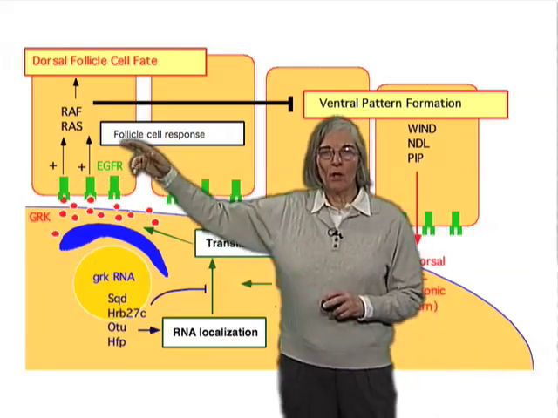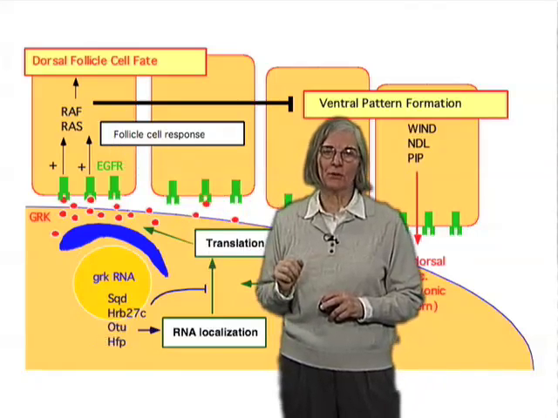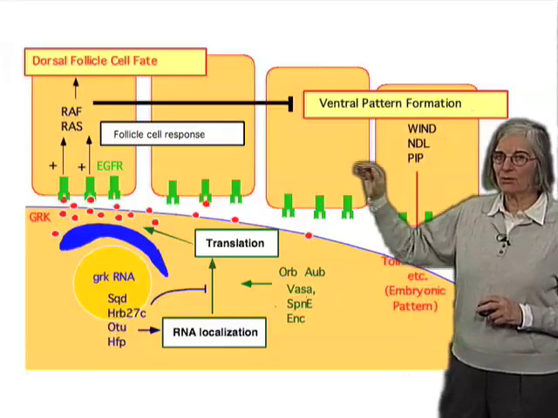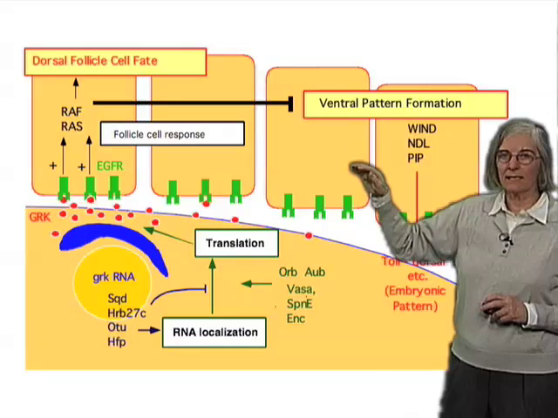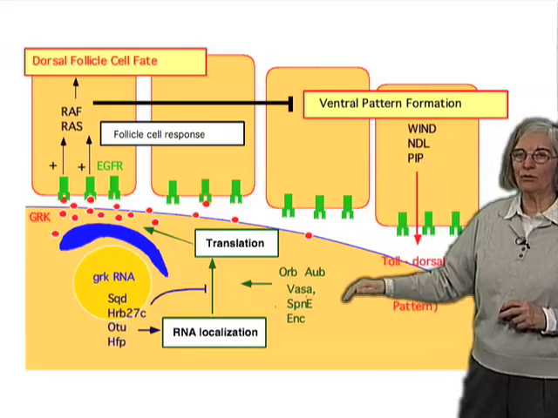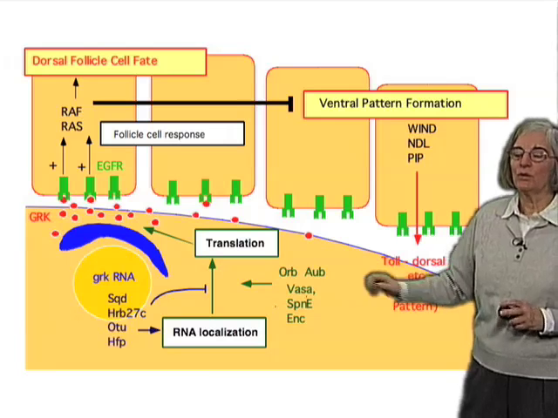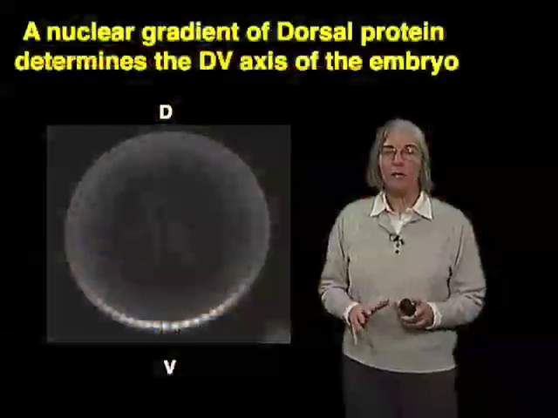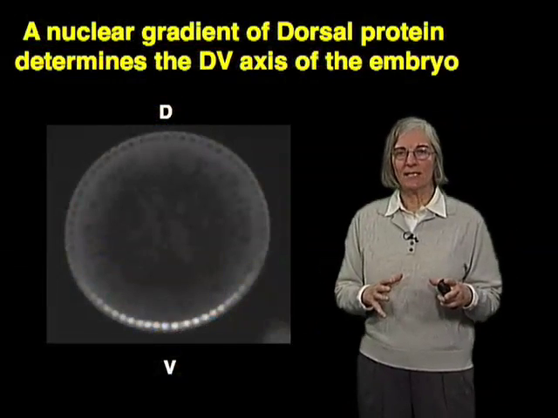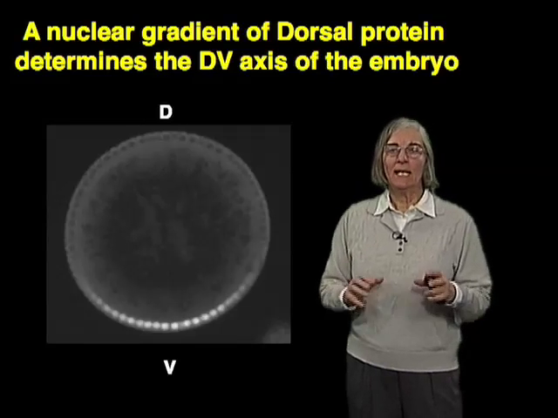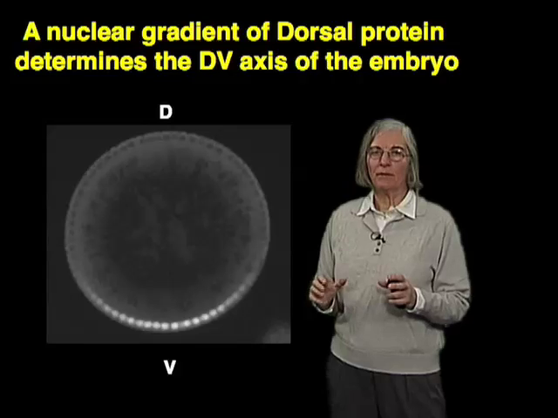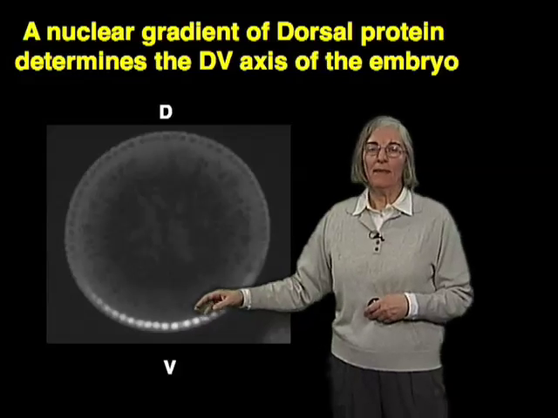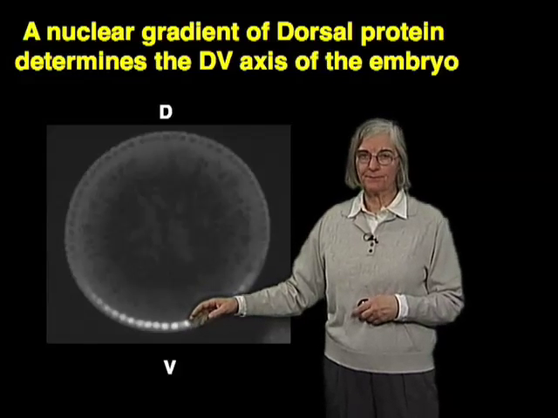One of the outcomes of this activity of the EGF receptor in the dorsal follicle cells is to repress a new signal that is created by the follicle cells and that is transmitted back to the egg and then serves to establish the dorso-ventral pattern of the embryo. So ultimately, what starts in oogenesis with the movement of the oocyte nucleus ends during embryogenesis with the formation of a gradient of a protein in the embryo, a protein that is called dorsal.